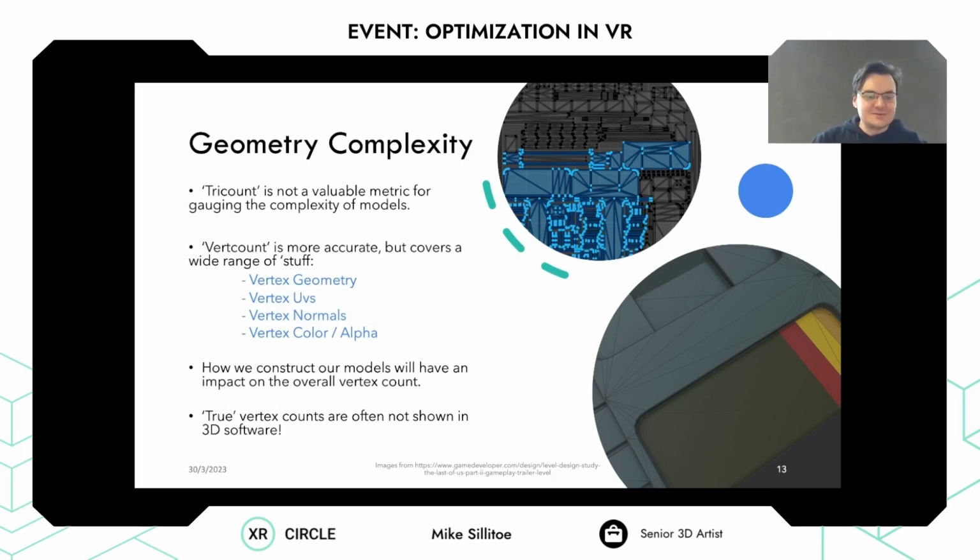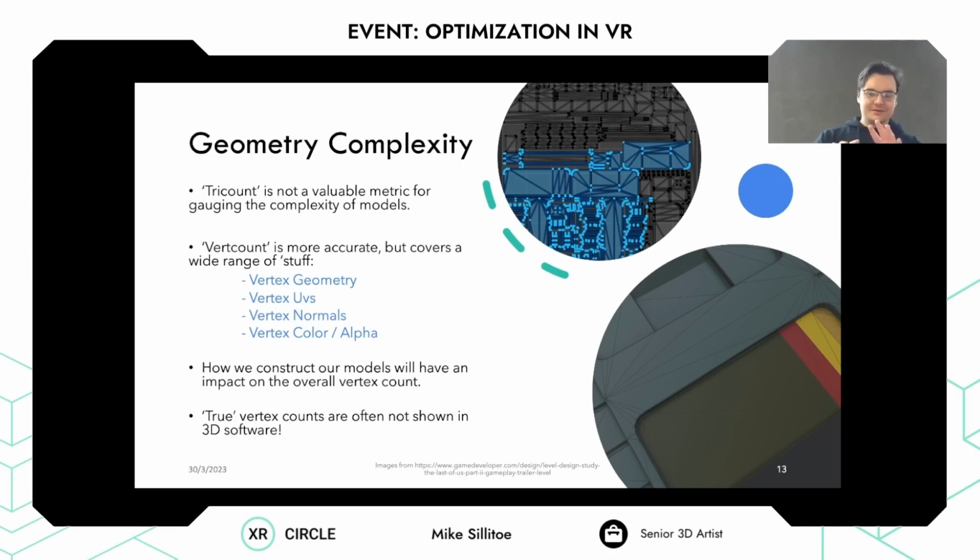So vert count is more accurate, but covers a wide range of stuff. There's the vertex geometry, there's the vertex UVs, vertex normals, and the vertex color and alpha, and maybe some other stuff as well if you've got bone weights and so on, but I won't go into that. But basically, how we construct our models will have an impact on the overall vertex count. Annoyingly, the true vertex count is not often shown in 3D software. And what I mean by that is often it'll show the vertex geometry count as opposed to vertex UVs.